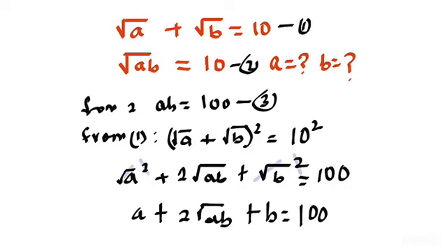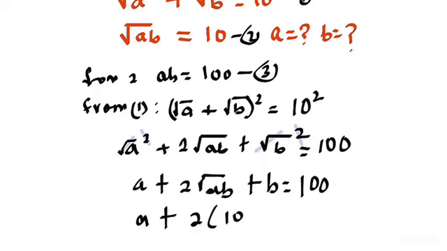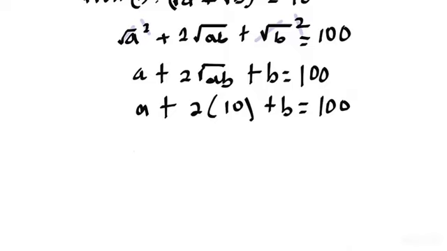Alright, so from equation 2 we have root AB to be 10, and we have root AB also here. So now let's do the replacement. We're going to have A plus 2 into bracket, root AB is 10, that is from equation 2, plus B equals 100. Are you following? So we have A plus 2 times 10, that is 20, plus B equals 100.